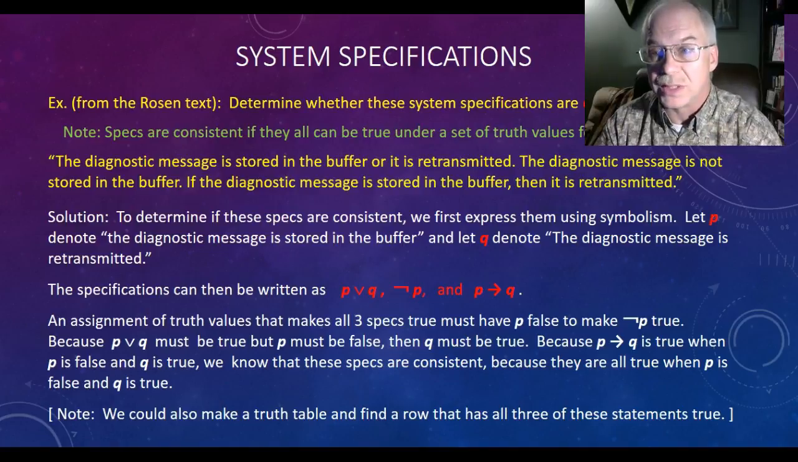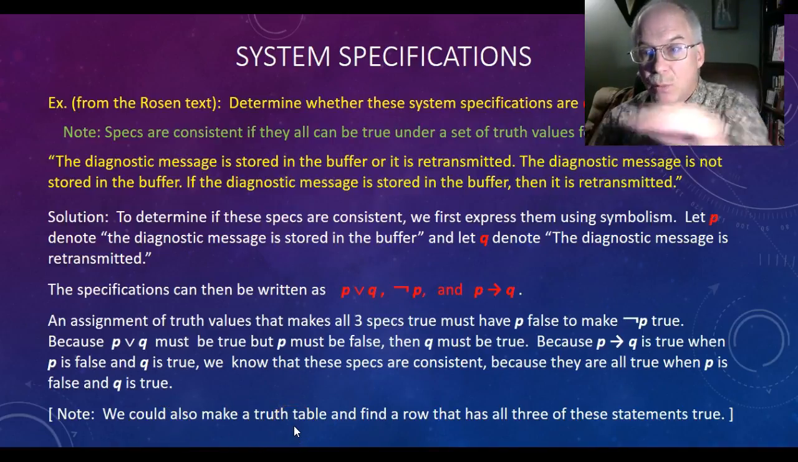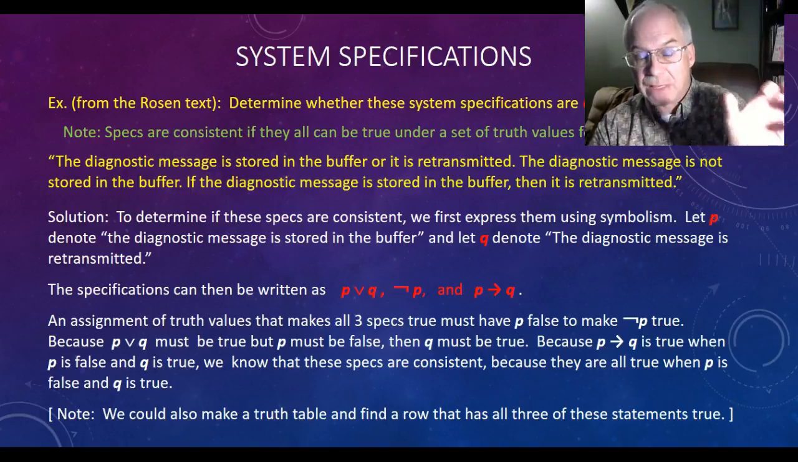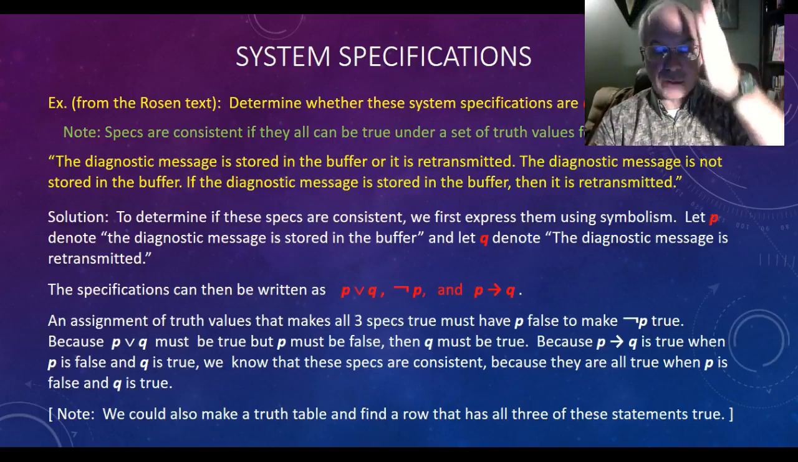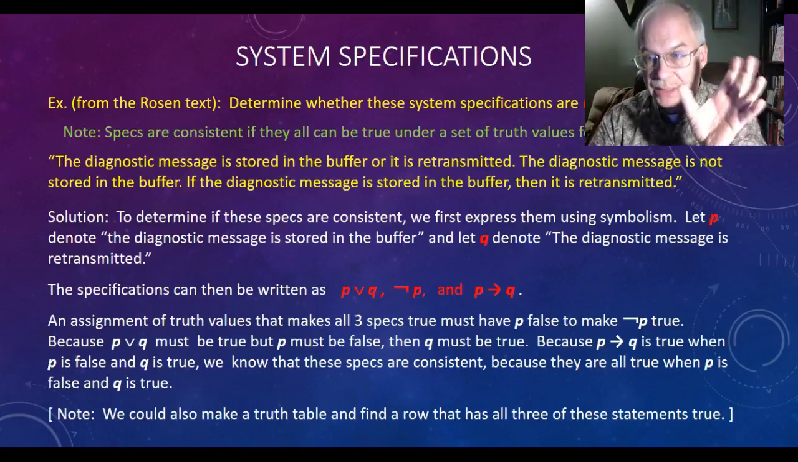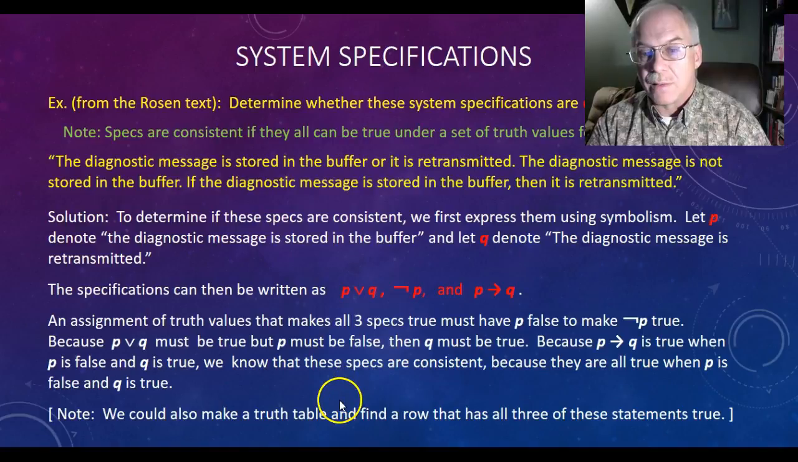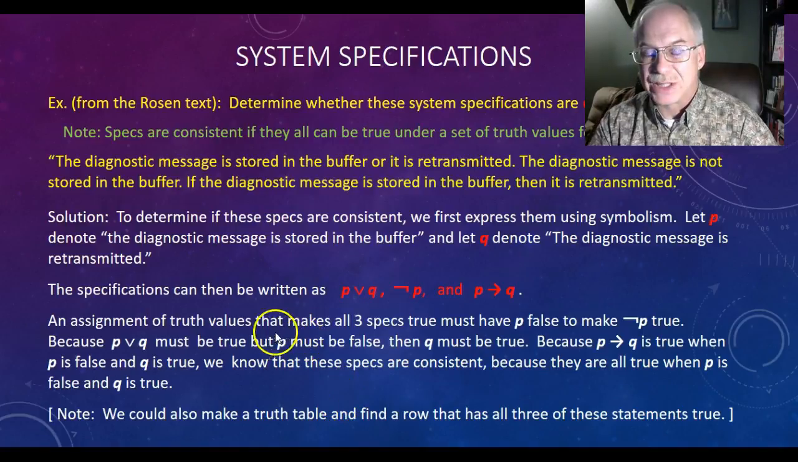And we could have also found this out by making a truth table. Make a truth table where you have as your last three columns those three statements. If you can find a row where all three are true, then you have shown the system specifications are consistent.